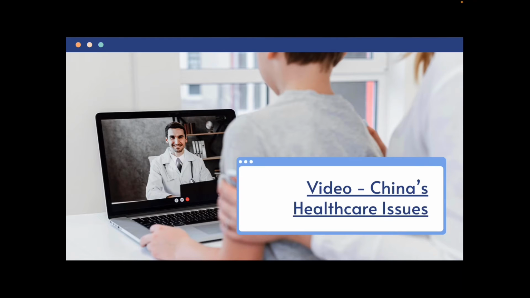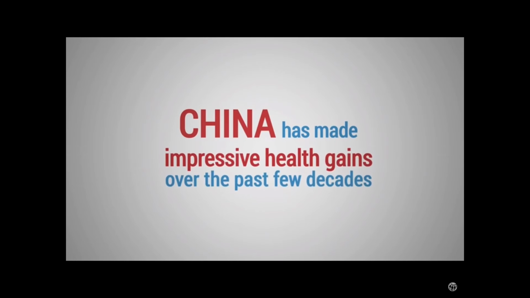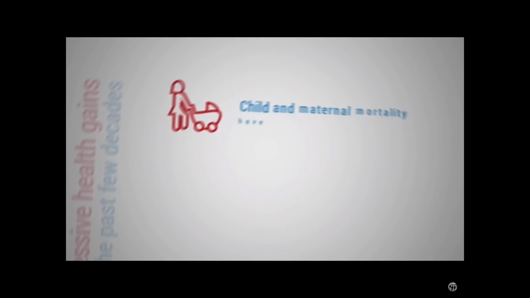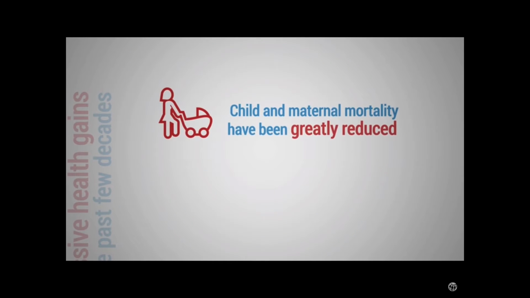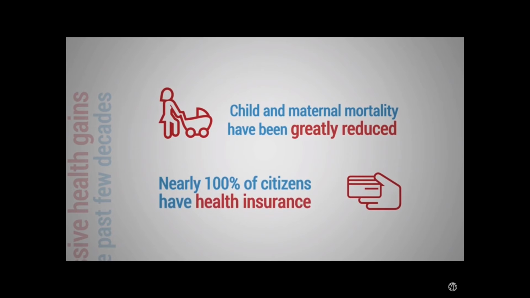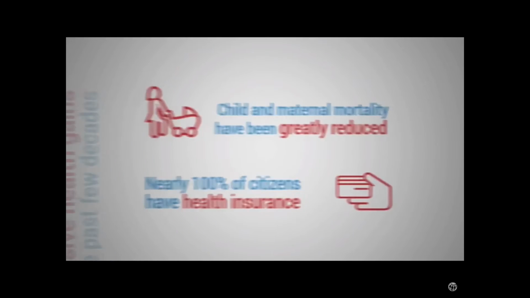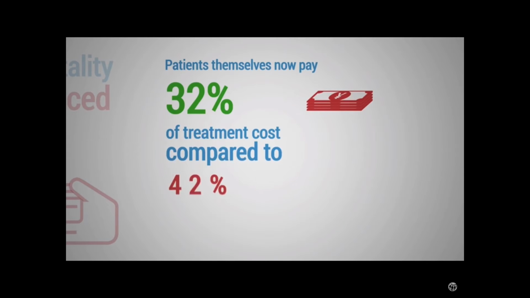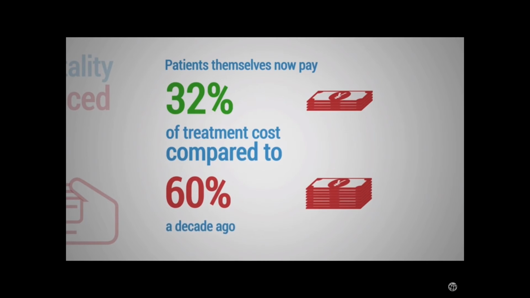Here is a video that further explains some of the issues in China's healthcare system. China has made impressive health gains over the past few decades. Child and maternal mortality have been greatly reduced, and nearly 100% of its citizens have health insurance. Patients themselves now pay just 32% of treatment costs, compared to 60% a decade ago.